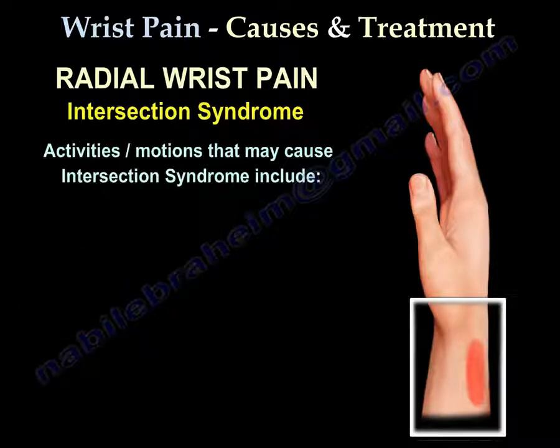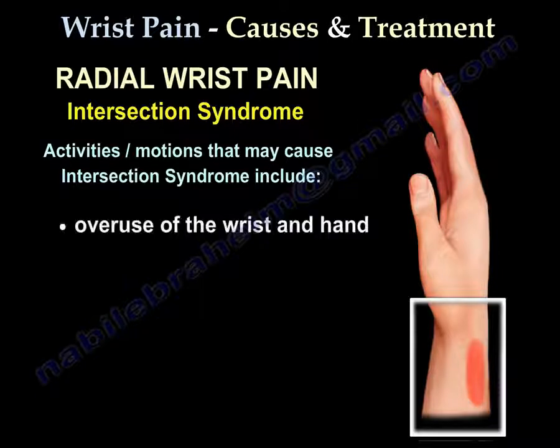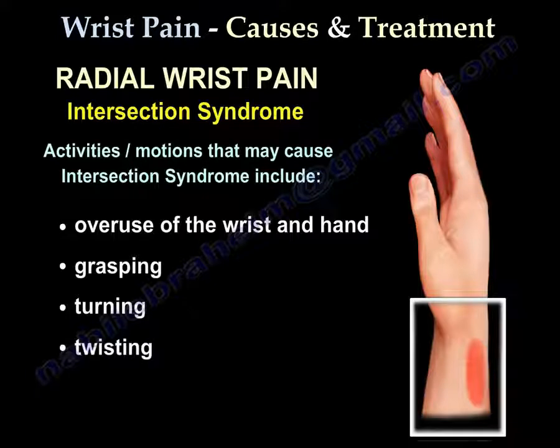Many activities will cause intersection syndrome. It includes overuse of the wrist and hand, grasping, turning, and twisting. Please note that the pain and the tenderness is more proximal than in De Quervain syndrome.